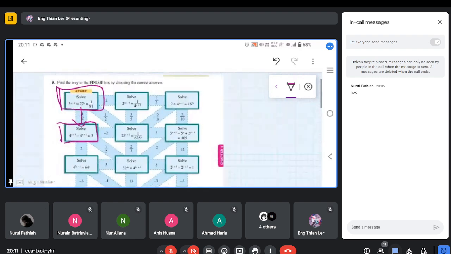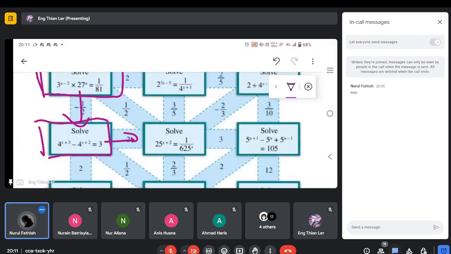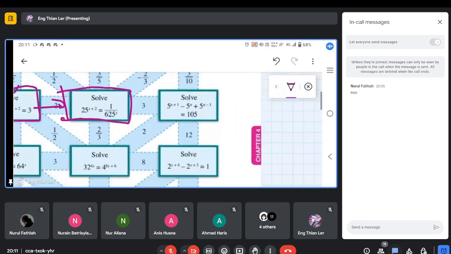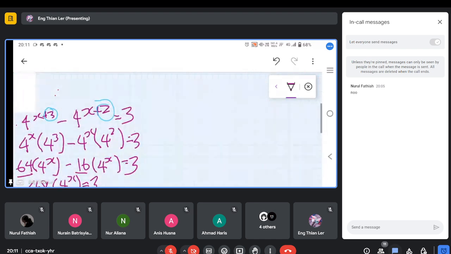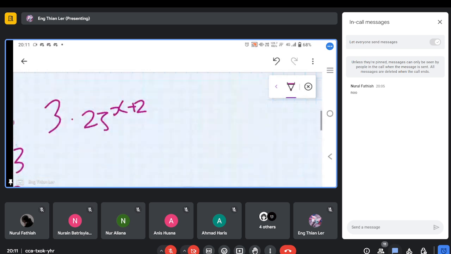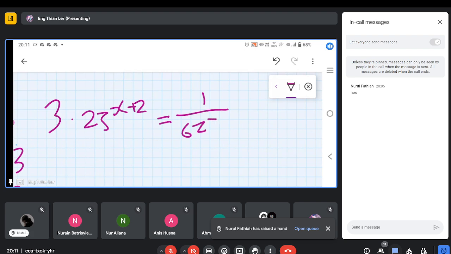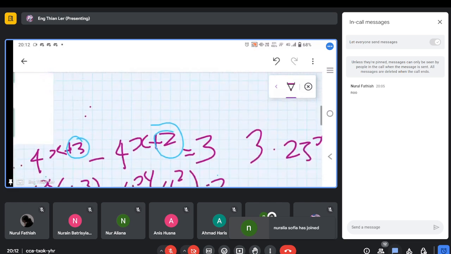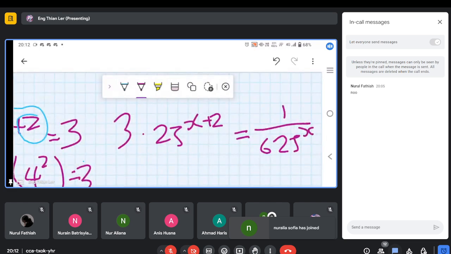Okay, so negative 2. Now this one: 25 to the power x plus 2 equal to what? 1 over 625 to the power of x. And we check, is it correct? x plus 2. Okay, good.